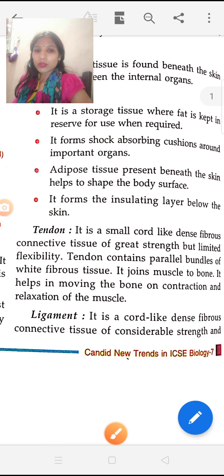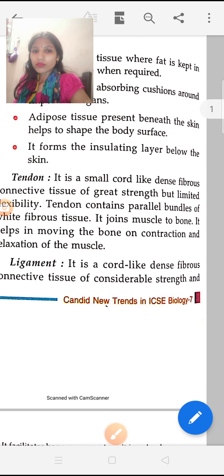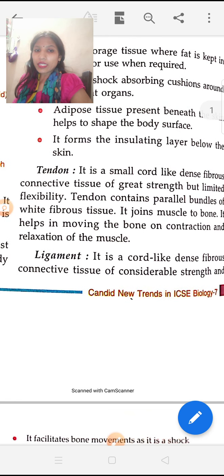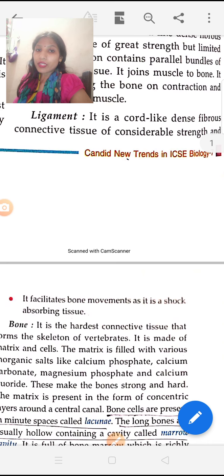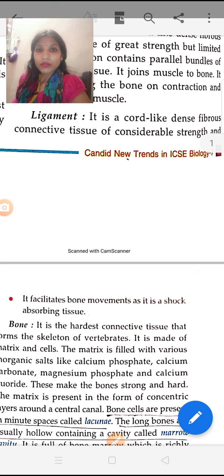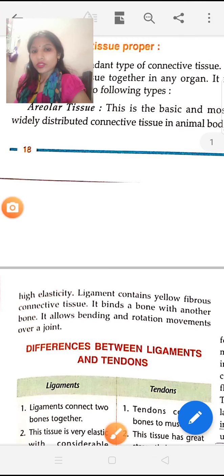Then next we come to the ligament. It is again cord-like dense fibrous connective tissue and it has strength, I can say limited strength and high flexibility. Sorry, I said that slightly wrong. Yes, it has great strength but limited flexibility.